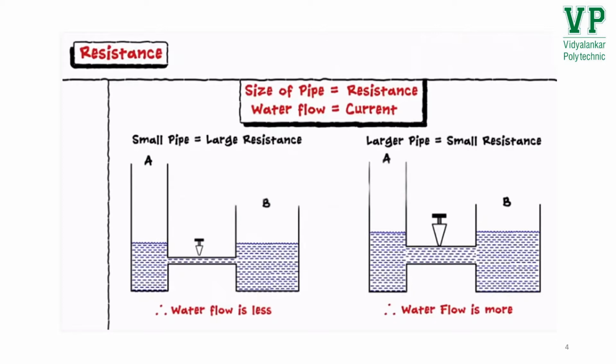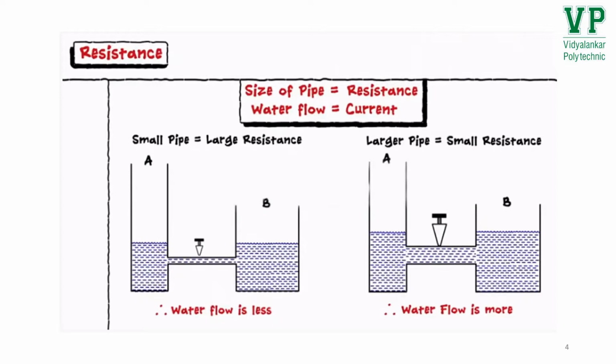Let's consider a water tank analogy. Here we equate the size of pipe with resistance and water flow with current. Assume that two tanks A and B are connected using two different pipes, one as a broad pipe and the other as a narrow pipe. Change in the size of the pipe changes the intensity of water flow.